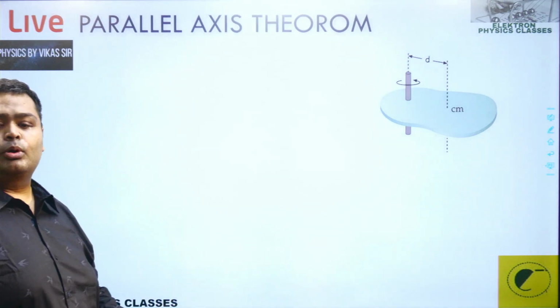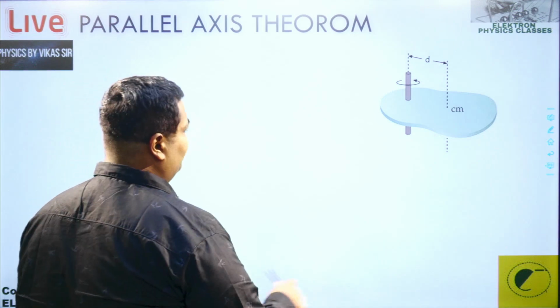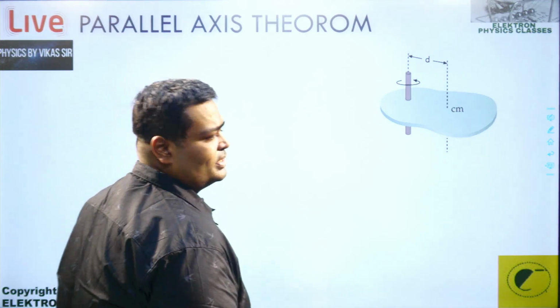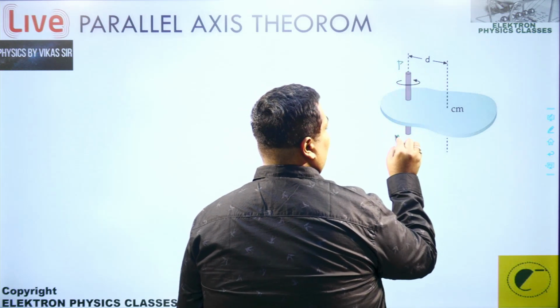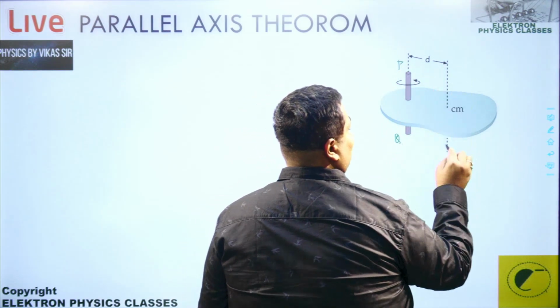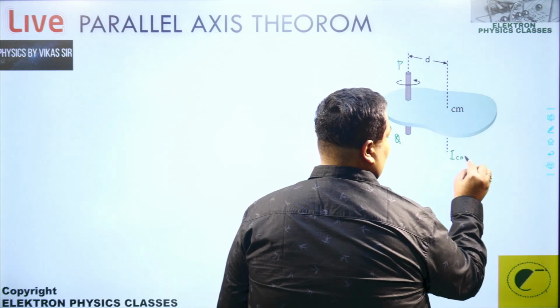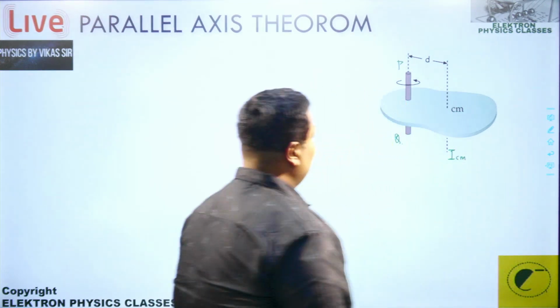So let's check it about a different axis. So a different axis comes as another axis, which is this axis. Let's label the axis as PQ. And this axis is the center of mass axis. That's the I CM axis.